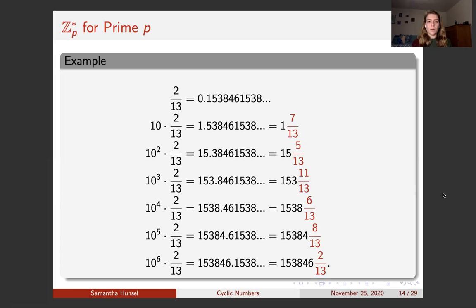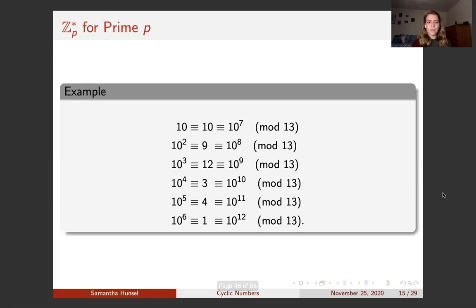And this is actually because of our congruences. Like 10 is congruent to 10 to the 7th mod 13, and that's also the reason why 10 to the 6th is congruent to 1 mod 13 as well. And so we have the following congruences that make that happen. But now let's look at a more special case of primes that gives us more interesting results.